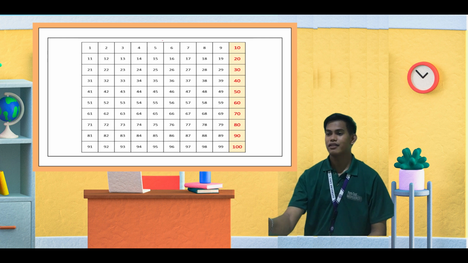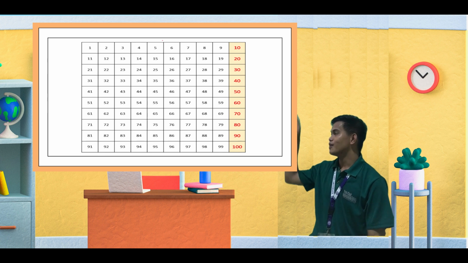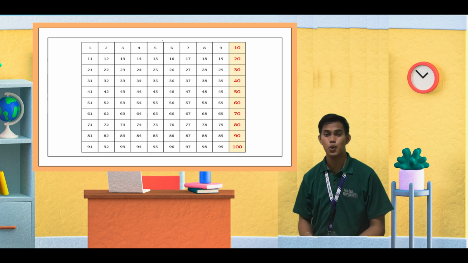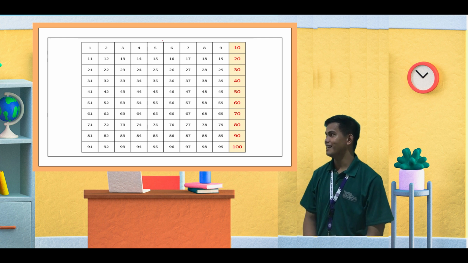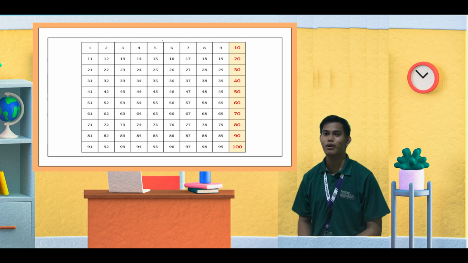So we have here a table chart on how we skip count by 10. Focus on the highlighted numbers. Those are the numbers that we're going to encounter when we skip count by tens. We have 10, 20, 30, 40, 50, 60, 70, 80, 90, and 100.